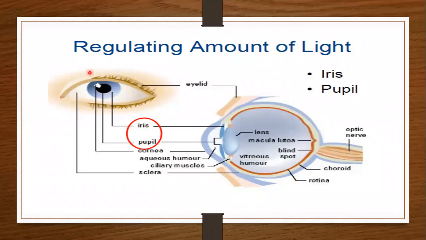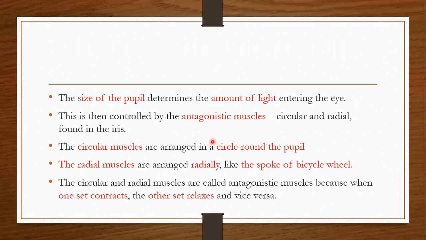So you can see the iris, and this iris is enclosing the small hole, the pupil. So again over here, the iris and this small hole, the pupil. As we have already discussed, the size of the pupil determines the amount of light, and this is controlled by antagonistic muscles. What are antagonistic muscles?